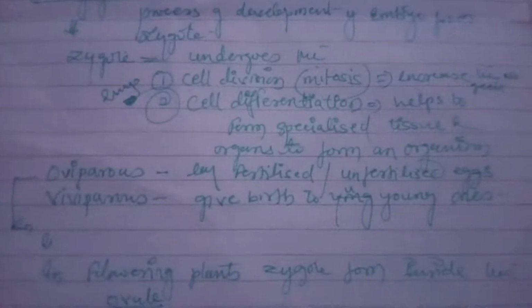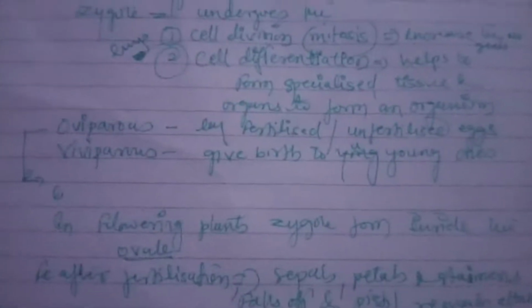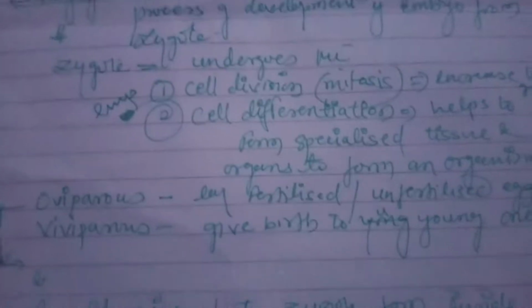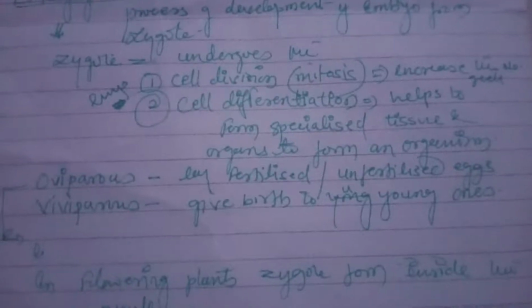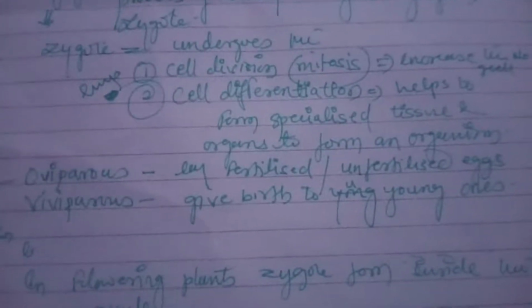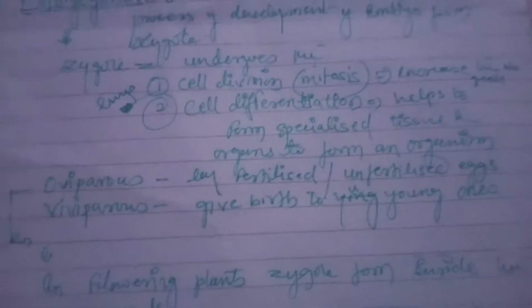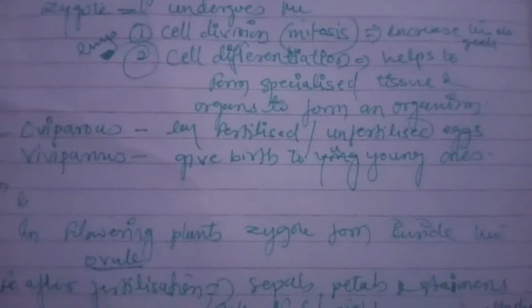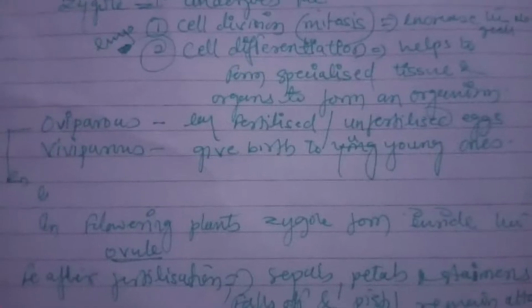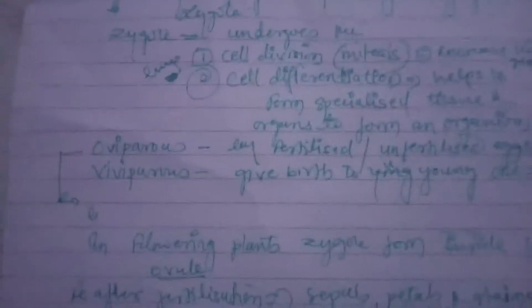And here, I gave you homework regarding oviparous and viviparous organisms. There are some organisms that lay fertilized or unfertilized eggs. Those are called oviparous organisms. Viviparous organisms give birth directly to the young ones. That is what we call a viviparous organism. For oviparous organisms, you have to find out the examples, and you are going to find out the examples for viviparous organisms.